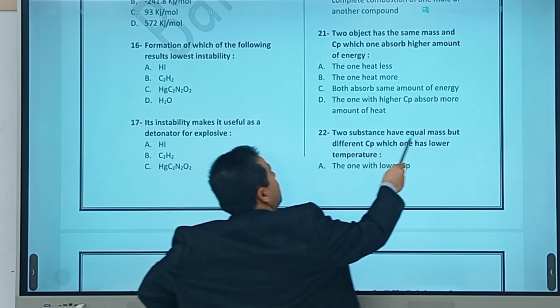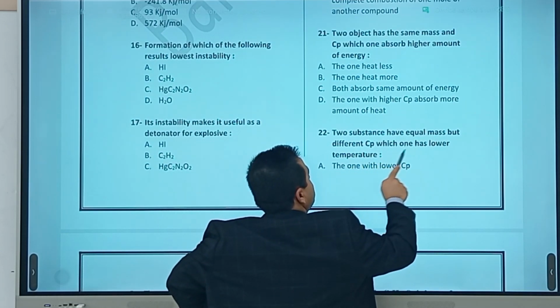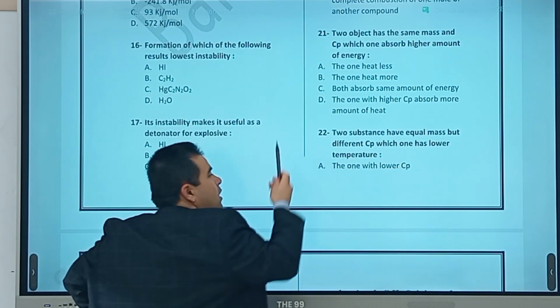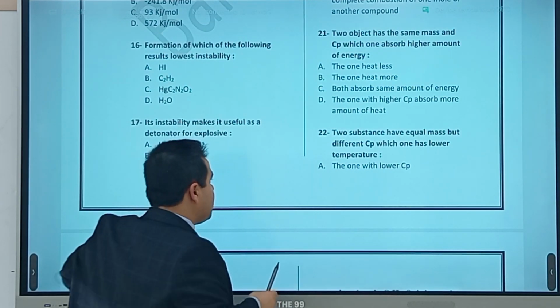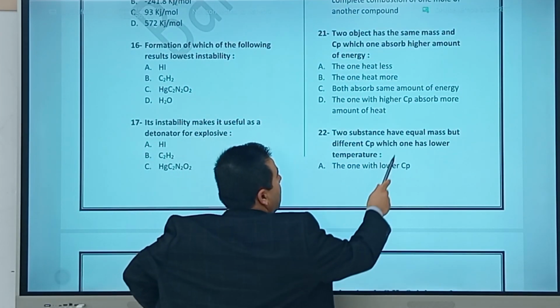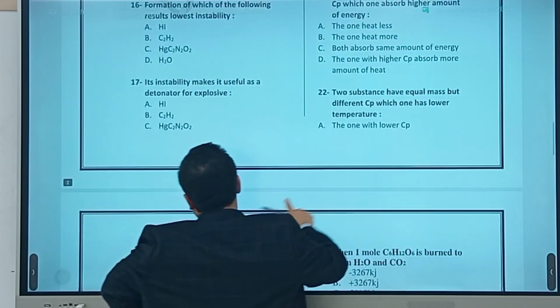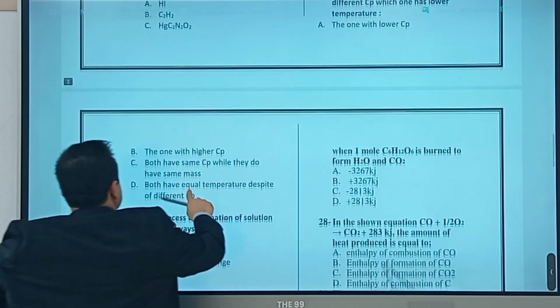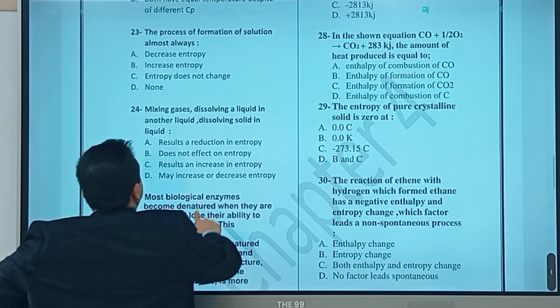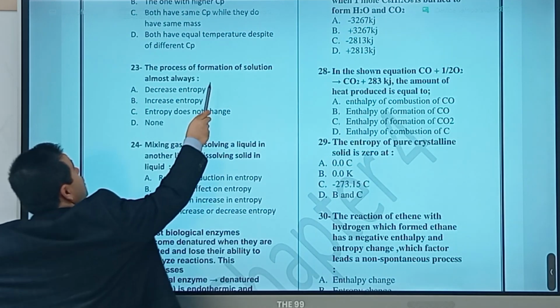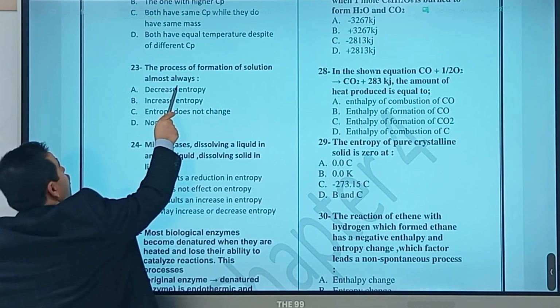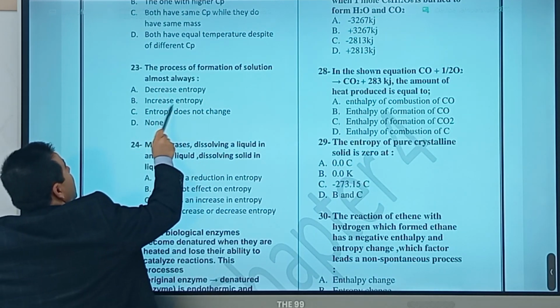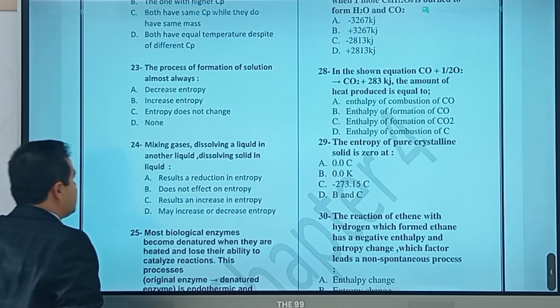Two substances have equal mass but different Cp. Which one has a lower temperature? This is what we solved in the standardized test prep. The one with the higher Cp has a lower temperature. The process of formation of a solution almost always increases the entropy. B is the correct answer.